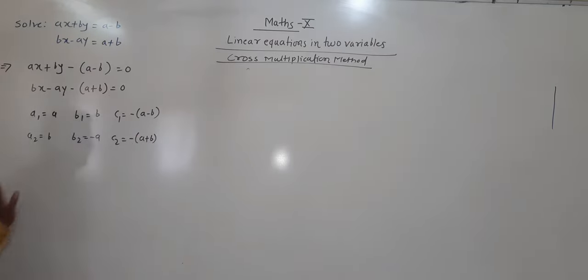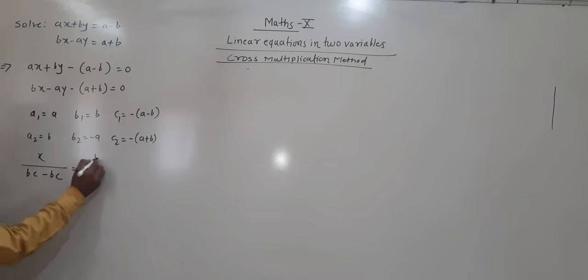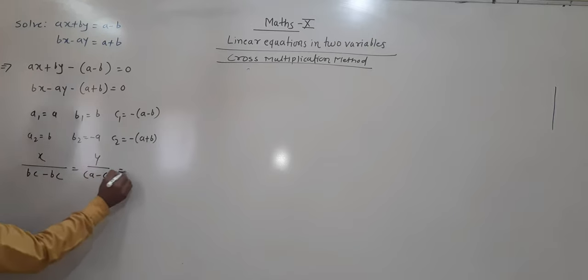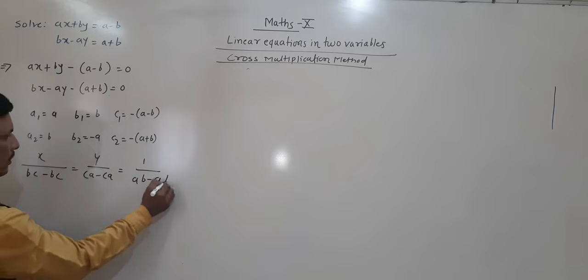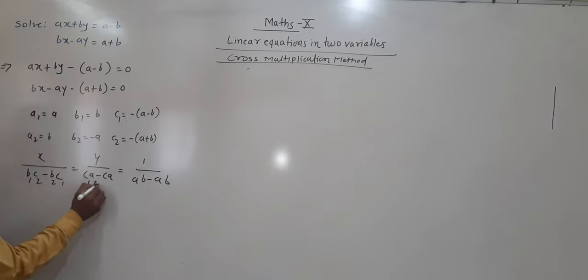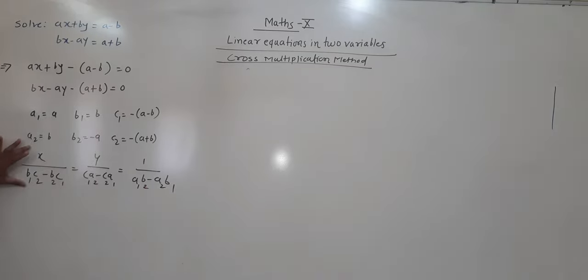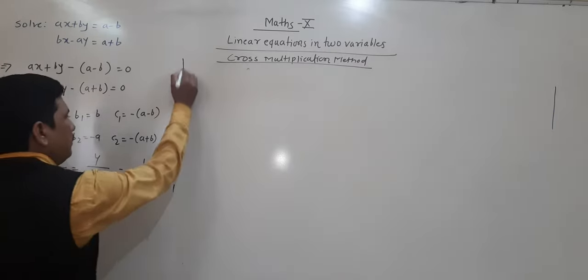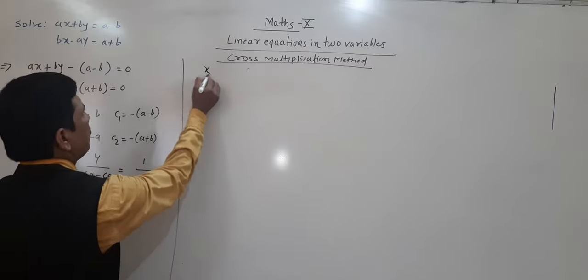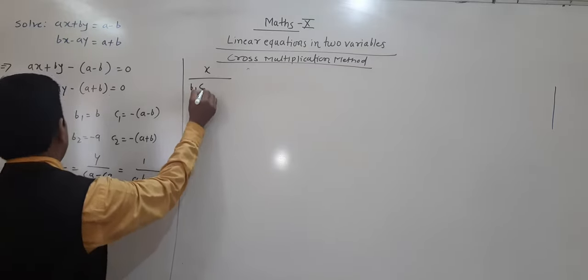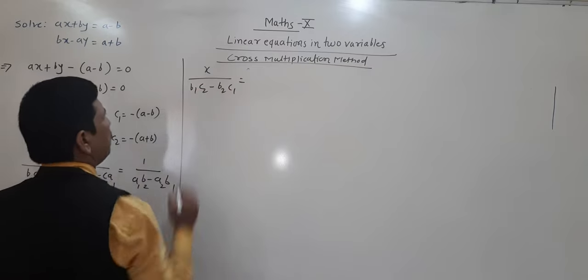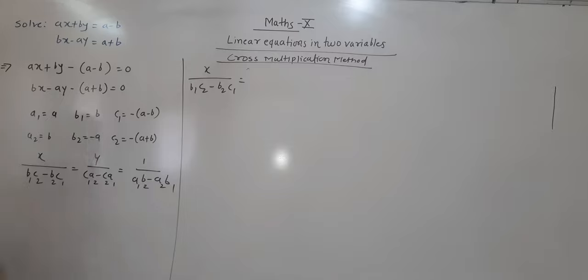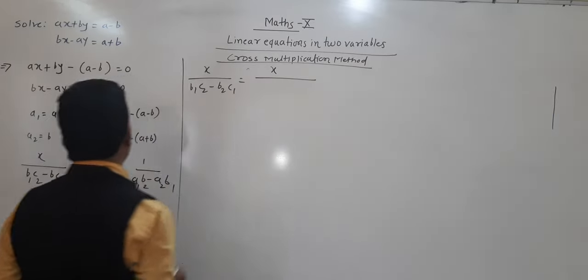Now I am taking the formula. The formula is x upon B1 C2 minus B2 C1, y upon C1 A2 minus C2 A1, is equal to 1 upon A1 B2 minus A2 B1. Now I am going to use this. First I will take this and then this, which is the convenient way. So I am taking x upon B1 C2 minus B2 C1. Now x upon, what is B1?